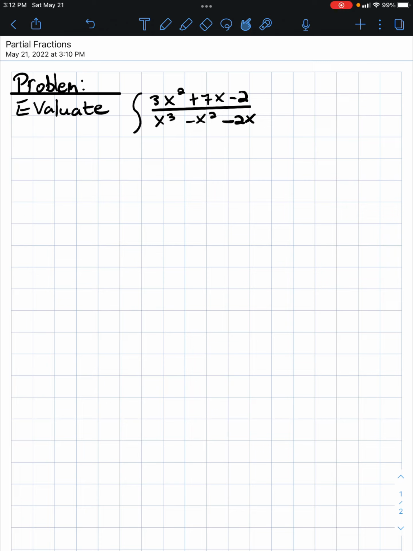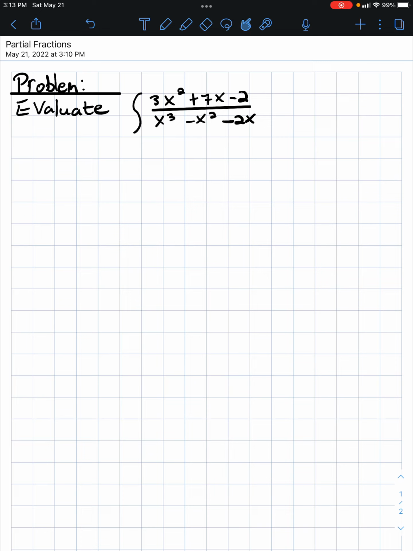The problem: evaluate the integral of (3x² + 7x − 2) divided by (x³ − x² − 2x). Now pause this video, take a few minutes, and solve this problem. Welcome back. Hopefully you were able to solve this problem. Now let's work on it together.